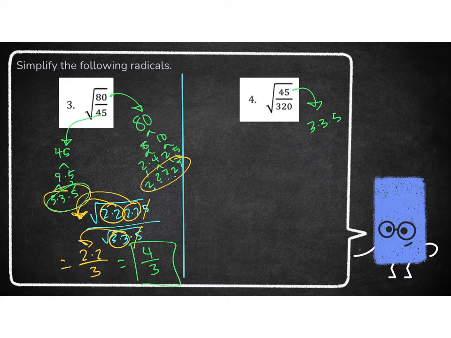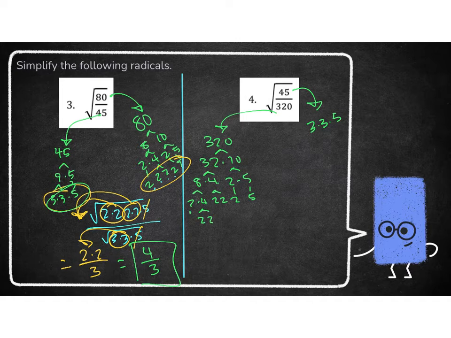Now let's look at the square root of 320. That's a big number there, so that's going to take me a little while. I've got 32 times 10. That's 8 times 4. That's 2 times 5. That's 2 times 4. That's 2 and 2. That's 2, that's 5, that's 2 and 2. There's a 2, a 2, a 2, a 2, and a 5.